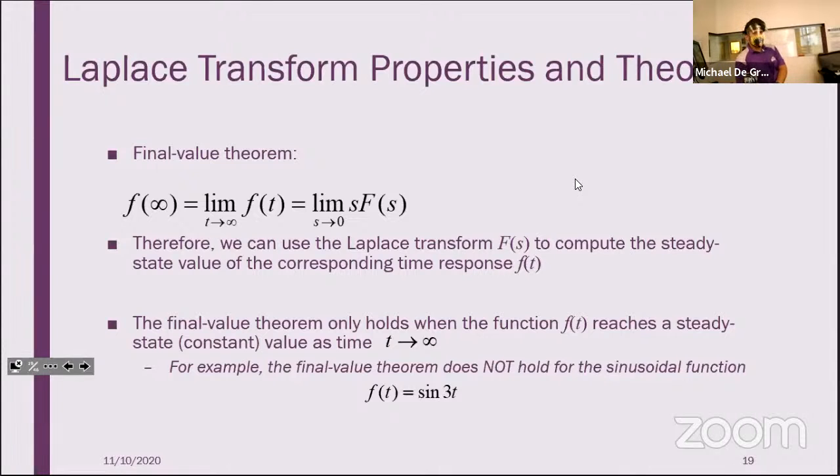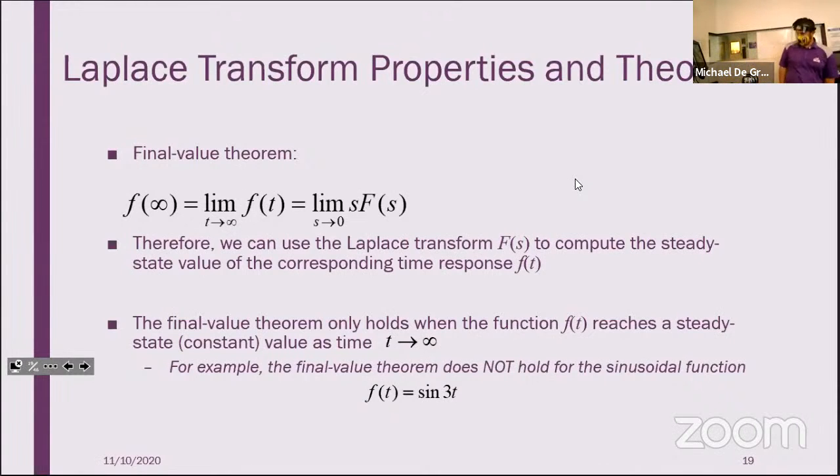Well, take the Laplace transform and multiply it by s and take the limit as s goes to 0. We'll do an example on it. It only holds true when our system actually reaches steady state.